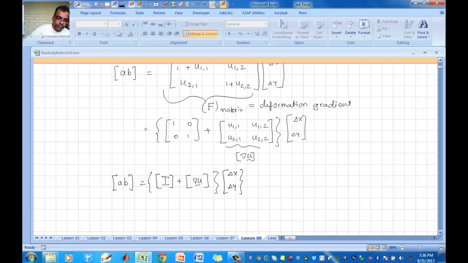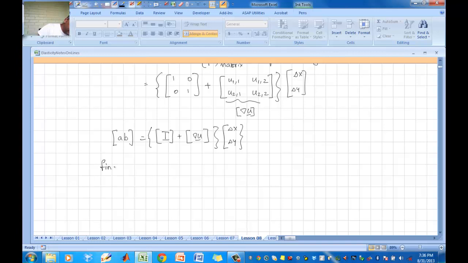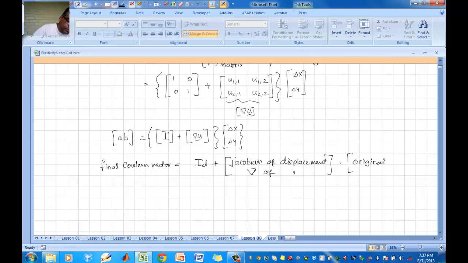So let me write it down. Final column vector equals identity plus Jacobian of displacement field. This is another name for saying gradient of displacement, times original column vector. So everything is hidden here. In the next class, I will talk to you about calculating strain, change in length over original length and all of these things. Okay, thank you.